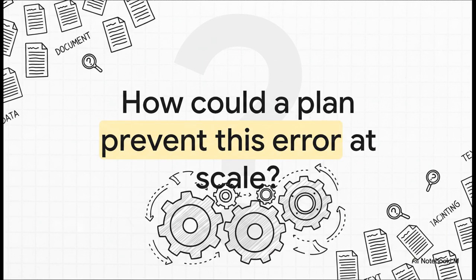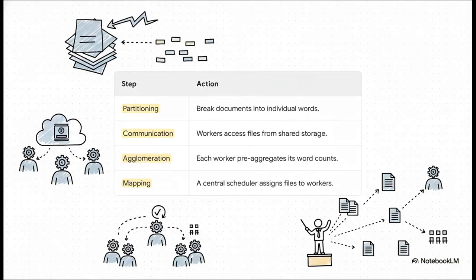So let's imagine our job is to prevent something like that from ever happening again. Our task? Count every single word across millions of documents to make sure everything is 100% accurate. How could Foster's four-step plan help us tackle such an enormous job and do it concurrently? Well, here's exactly how it would map out.